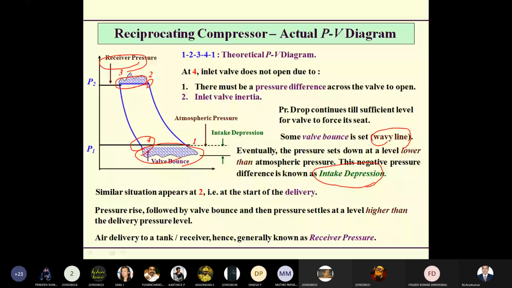So at the start of delivery, the pressure rises, followed by the valve bounce, and then the pressure settles at a level higher than the delivery pressure level. The air delivery to the tank or receiver ends, generally known as receiver pressure. So we have the intake pressure at the inlet level, and the receiver pressure at point 2, at the air delivery level. Because of that, we have this kind of actual PV diagram.